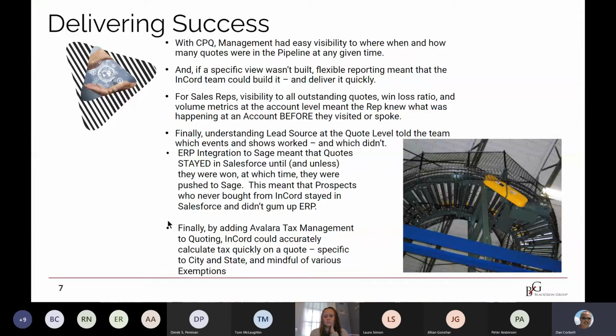Avalara is a tax management tool. I imagine everybody knows that. But there's a bolt-on, an AppExchange module that allows you to bolt Avalara onto Salesforce CPQ quoting and do all of the different kinds of tax calculations for cities and states and the exemptions, which I didn't understand was such a big deal. But as Nikki and Jillian were talking to us, it's a huge undertaking to understand who has to pay tax and who doesn't. And having that built in helped us a lot.